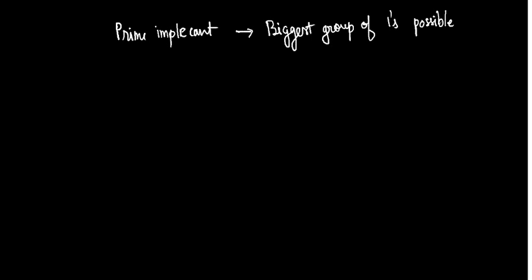If a min term is covered in only one prime implicant, that is called an essential prime implicant. A prime implicant is nothing but a group of ones. If at least one of the min terms is covered by only that prime implicant, that is called an essential prime implicant, a unique prime implicant. You got it right. If there is only one possibility of a prime implicant to be grouped, then that is called an essential prime implicant.